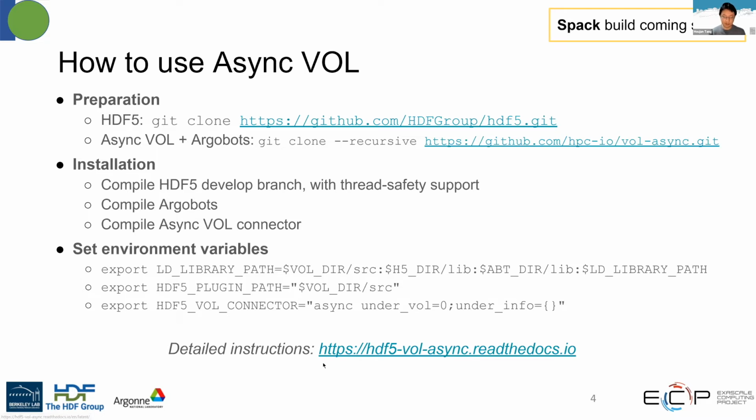We have detailed instructions and documents in the ReadTheDocs page, which can also be found in the GitHub repository. We are working on a Spack build, so all of this can be replaced with just one spack install command for the HDF5 async VOL. In fact, we have a Spack recipe, but it is not in the official Spack repository. So if you are too eager to try, you can look for the Spack recipe in the async VOL GitHub repository, copy that to a Spack installation, and do the spack install.